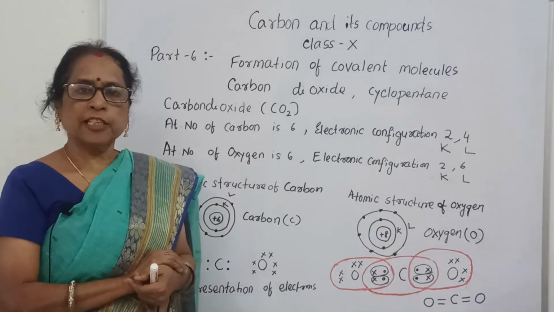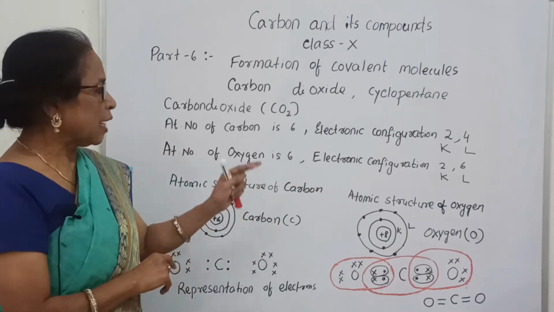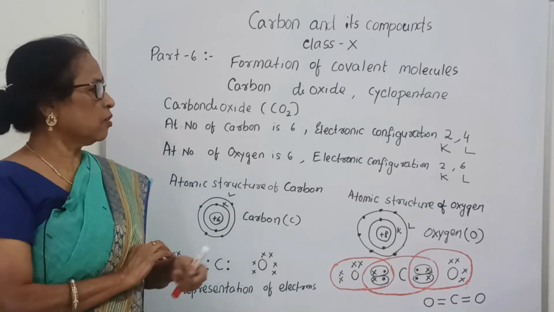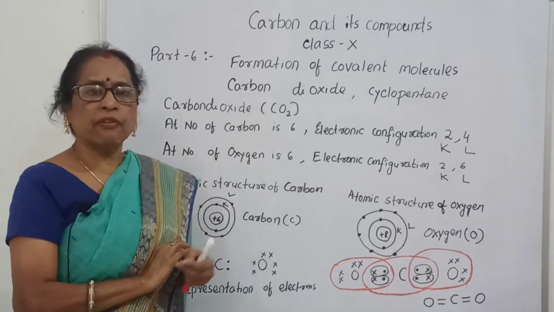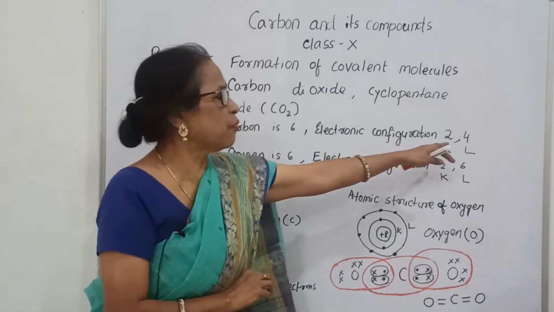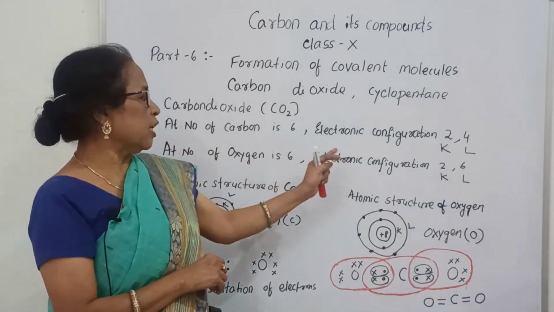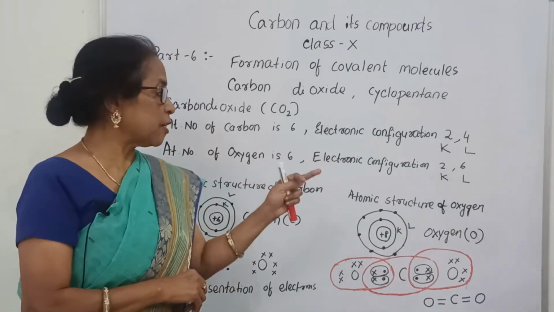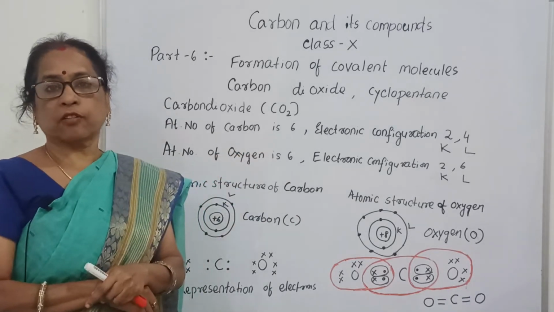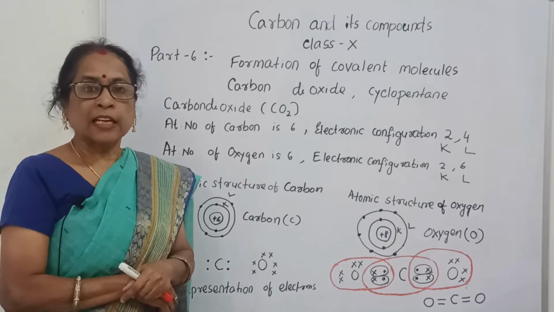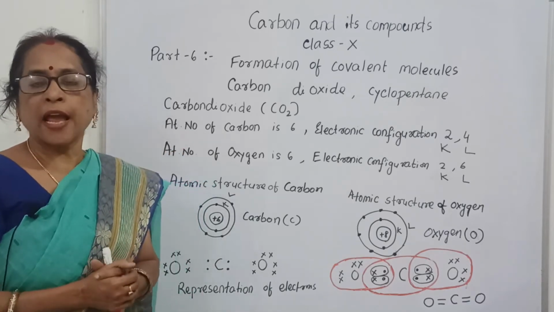The atomic number of oxygen is 8. That means the electronic configuration is 2, 6. That means the K shell occupies 2 electrons and the L shell occupies 6 electrons. Now in carbon, the outermost shell contains 4 electrons in the L shell, whereas in oxygen the outermost shell contains 6 electrons in the L shell. That means the outermost shell electrons are responsible for the formation of any bond.